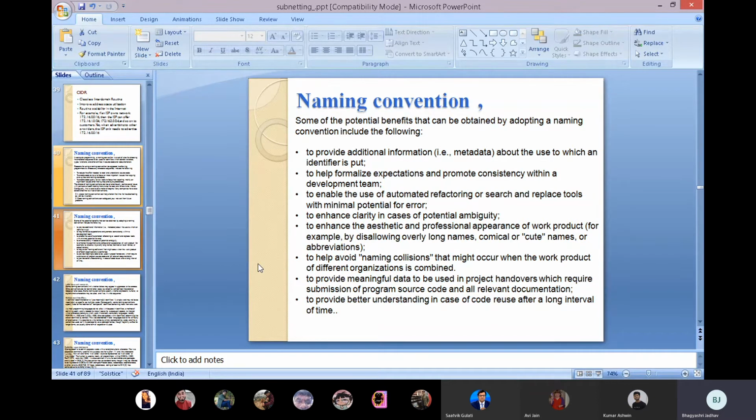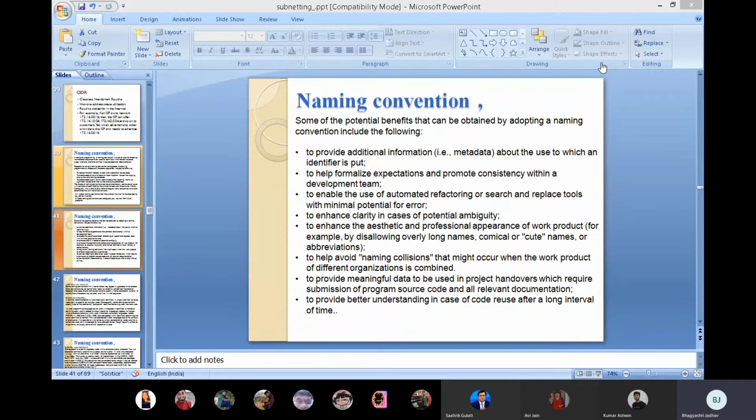To enable the use of automated refactoring or search and replace tools with a minimal potential for error. To enhance the clarity in case of potential ambiguity. To enhance the aesthetic and professional appearance of work product.